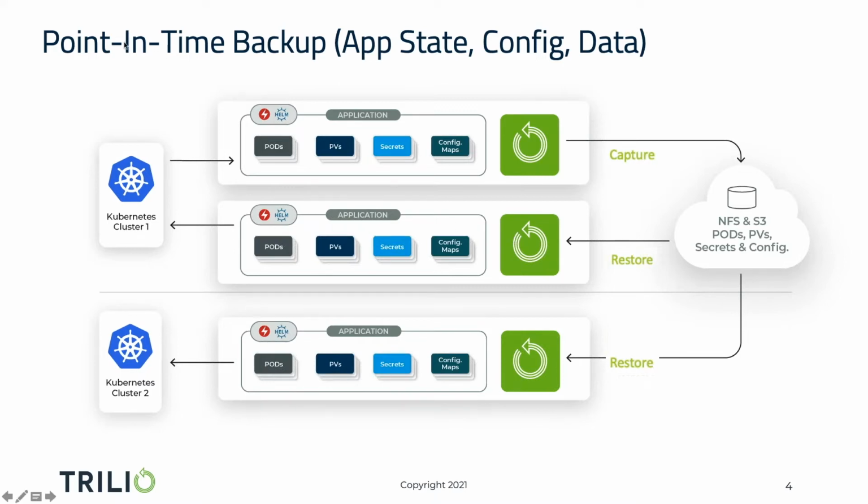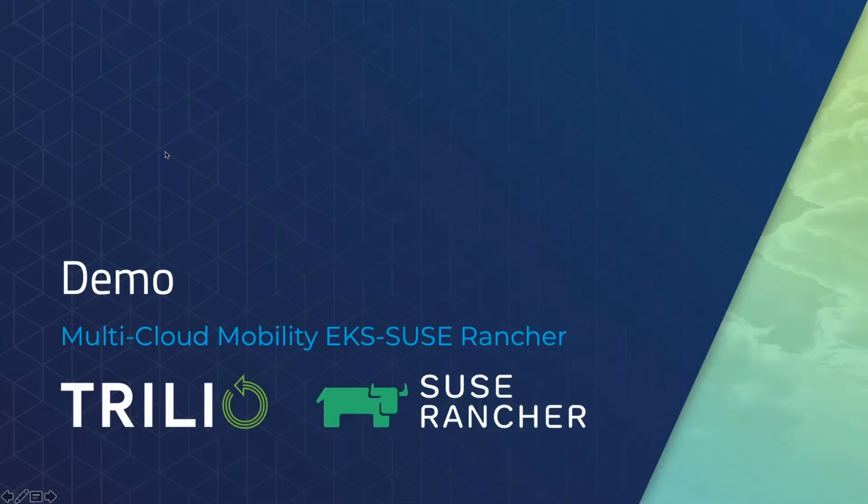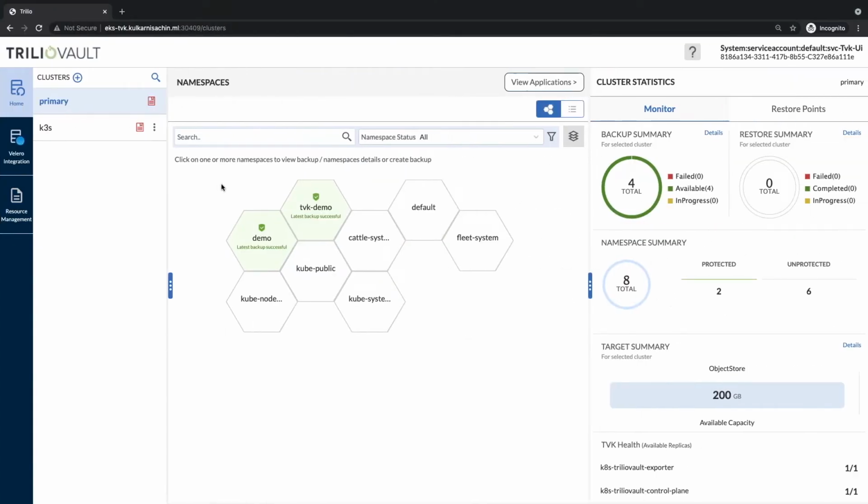But out here, I'm going to take a quick segue and move into our demo portion, where we will look at Trilio running in EKS, and then we'll try to migrate it to a K3S environment, to our SUSE Rancher. Okay, I'm just going to move into my demo environment.